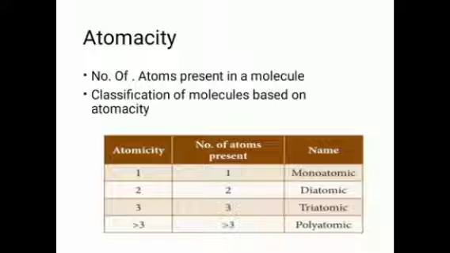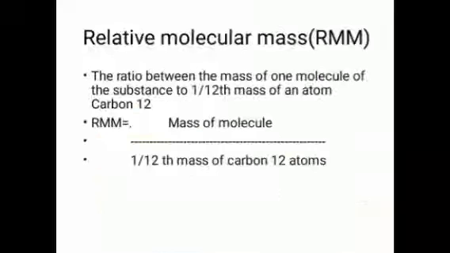Next, atomicity. The number of atoms present in a molecule is known as atomicity. This was an important 2-mark question. Classification of molecules based on atomicity: if the molecule contains 1 atom, then it is known as monoatomic. If the molecule contains 2, it is known as diatomic. If it contains 3, it is known as triatomic. More than 3, it is named polyatomic.